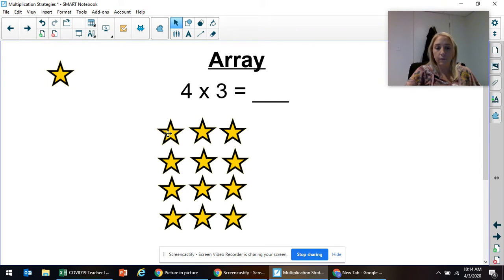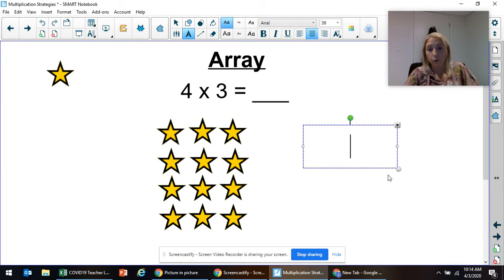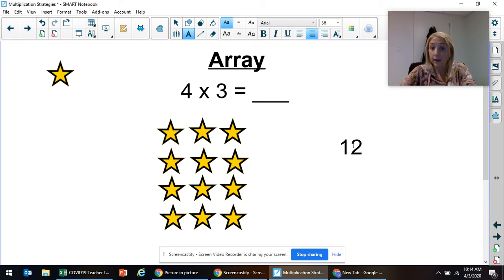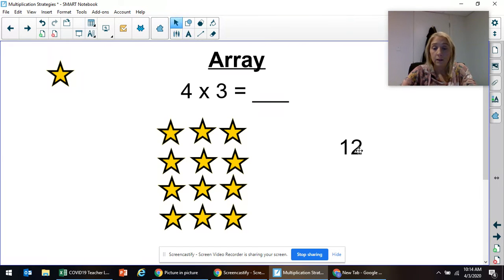So let's see. We have our 4 rows, 1, 2, 3, 4, and our 3 columns, 1, 2, 3. And then you just count them up. 1, 2, 3, 4, 5, 6, 7, 8, 9, 10, 11, 12. So yet again, we also got 12. So there's an array. Moving on to strategy number 3.